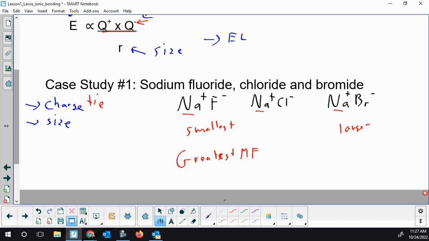So the smallest would have the greatest melting point, and the sodium bromide would have the lowest. So far apart, you can bring them apart more easily. And that's all we're going to do with Coulomb's law: make some predictions, compare things.